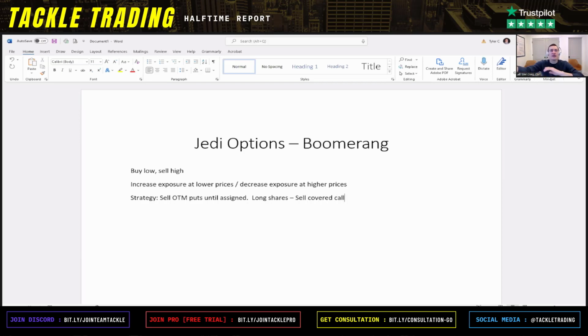So the boomerang, the visual here is kind of a back and forth thing. I throw the boomerang and it comes back to me, and it's kind of this cycle. It's a very good visual for the idea of selling puts, selling puts, selling puts. You get assigned, you're buying low, you sell calls, stock goes up, then you sell the stock, you're selling high. It's just a handy way to use options to accomplish the objective of buying low and selling high.